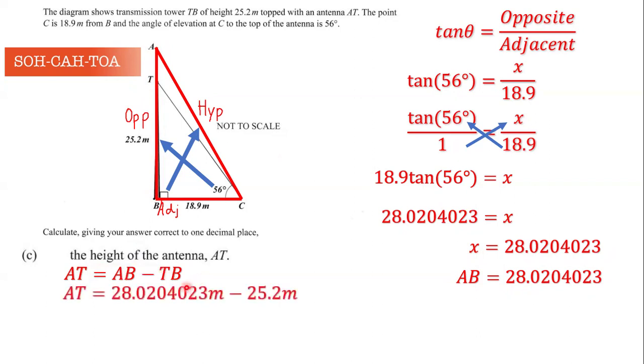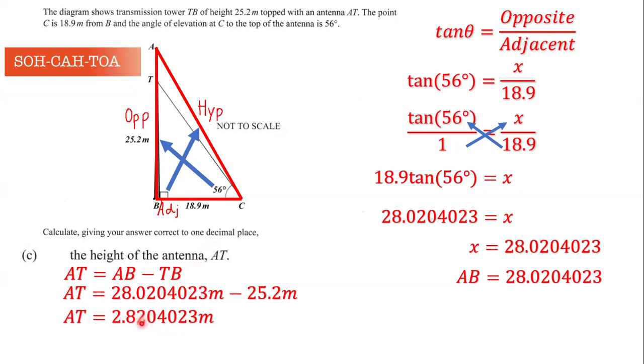So that'll be 28.0204023 meters minus 25.2. When we subtract, we get 2.8204023. Now we can round to 1 decimal place. Notice that this is 2, and since 2 is less than 5, that means that we cannot round up. I'm sorry, it's to 1 decimal place. Yes, so we're correct. This is 2.